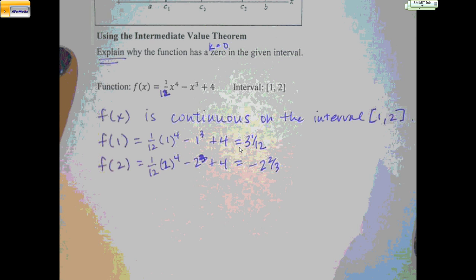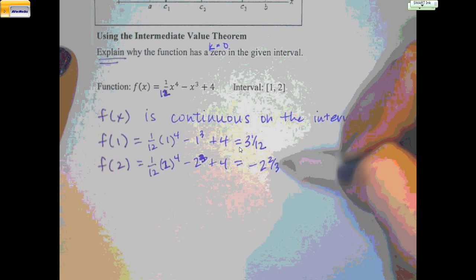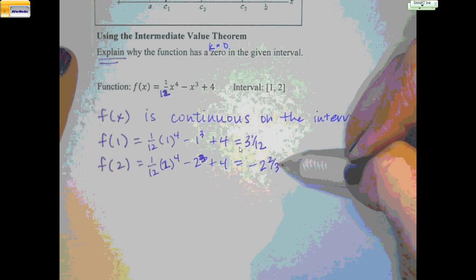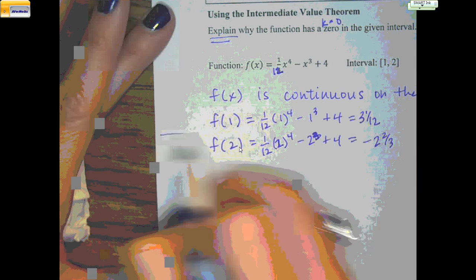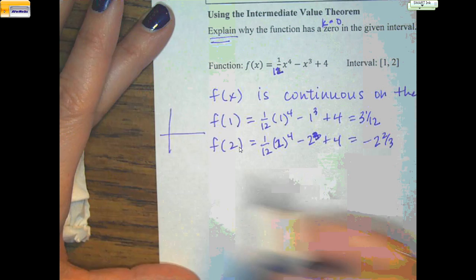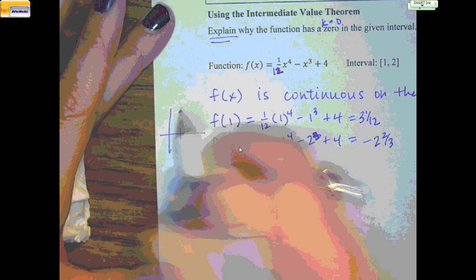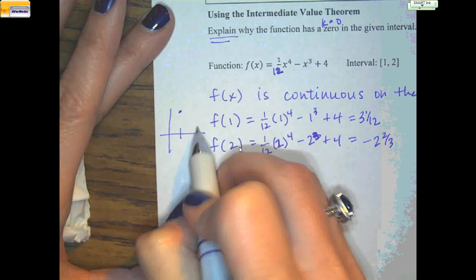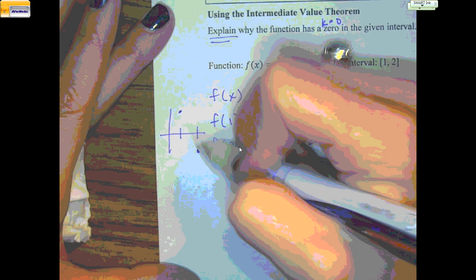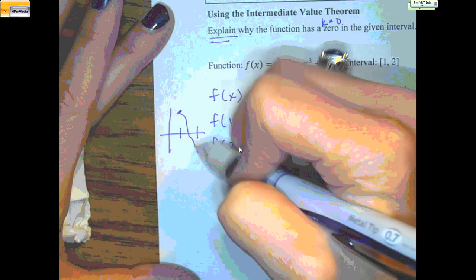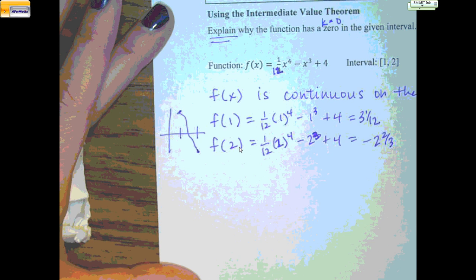Is k, 0, between those two numbers? Yeah. What you've just said, you don't need to write this out unless you want to in your notes. What you just said is that on the graph, and who knows what it looks like, there's a point 1 and 3 1/12, and there's another point that is 2 and -2 2/3. And if the graph is continuous between those points, you're saying, I know that it crosses the x-axis. That's what you've just said.